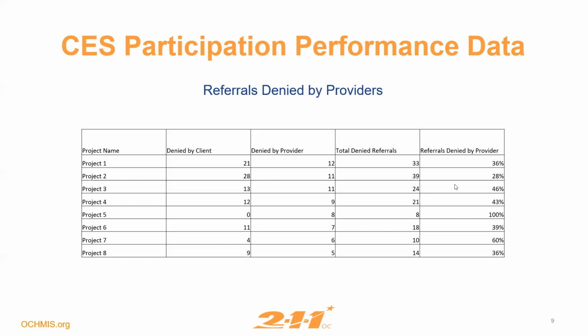Would it make more sense, instead of comparing just the type of denials, to compare completed versus denials? So like they had 20 referrals and they denied 10 of them. Would that be a better measure?